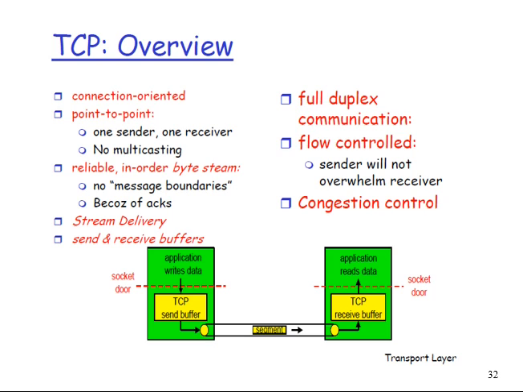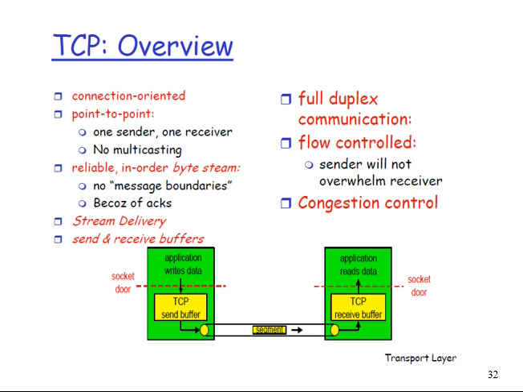Full duplex means the same channel can take data from sender to receiver and also take data from receiver to sender. So both parties can send data simultaneously to each other over the same communication channel. So that is full duplex.